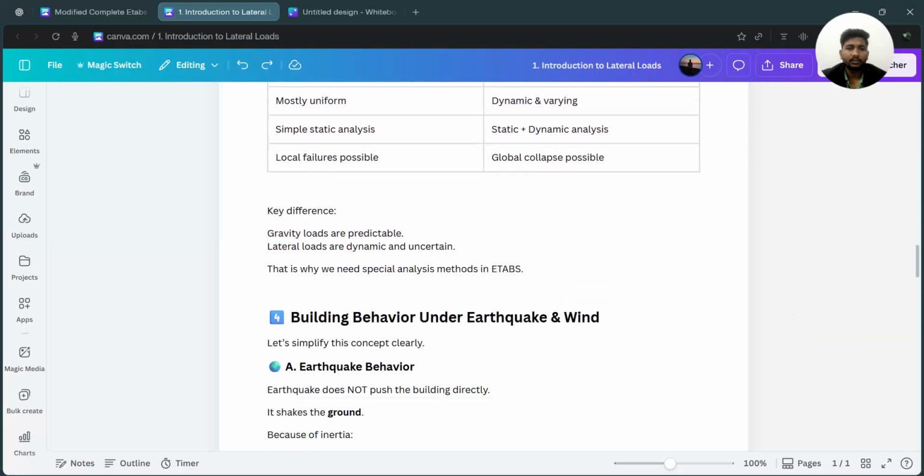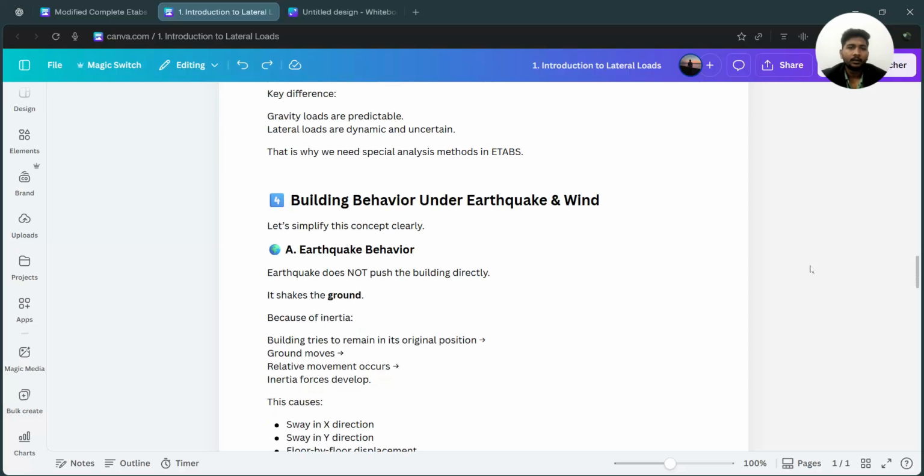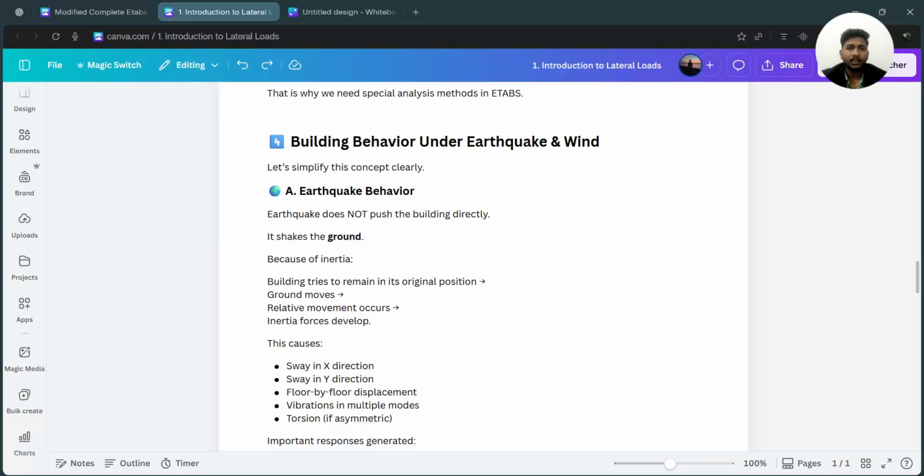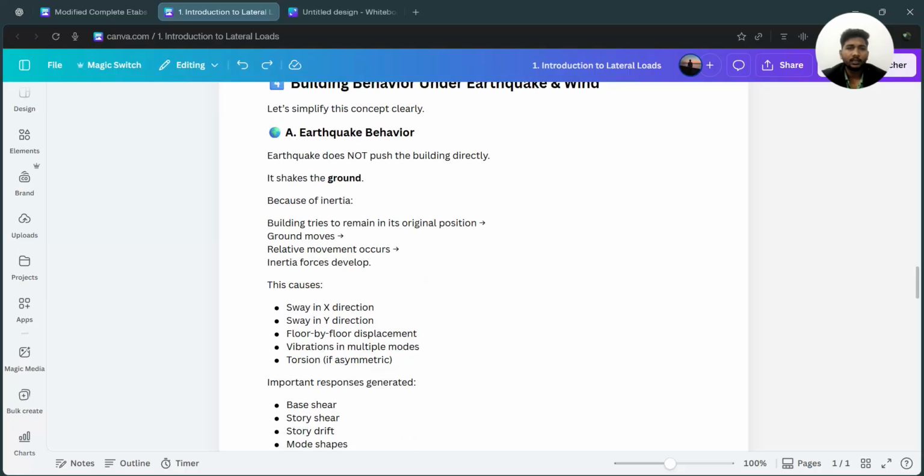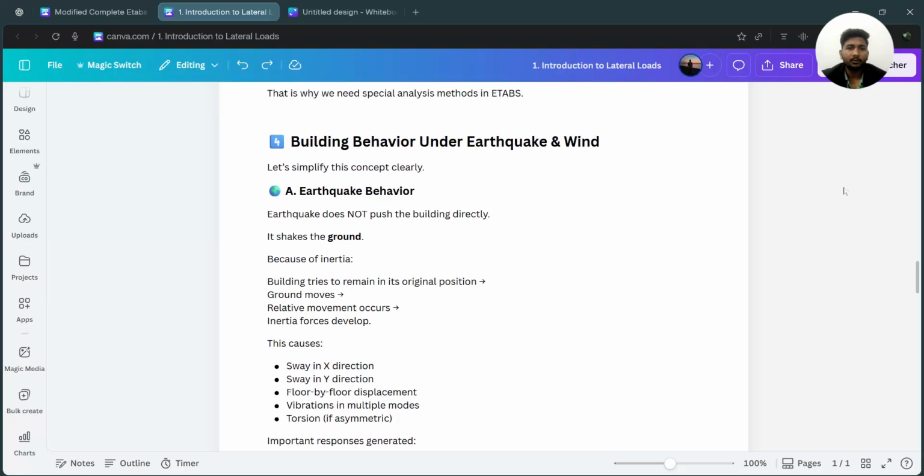Now let's see the key differences. Gravity loads are predictable, lateral loads are dynamic and uncertain, they are not predictable and they can happen anytime. That is why we need a special analysis method in ETABS. Okay, now let's start with the next part, that is building behavior under the earthquake and the wind, how the building behaves under the earthquake and the wind. So let's simplify this concept clearly, first for the earthquake and then for the wind.